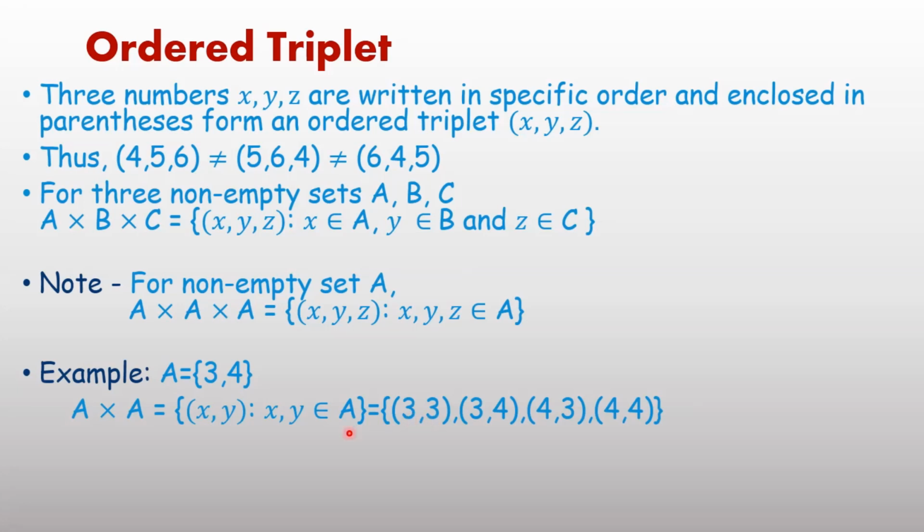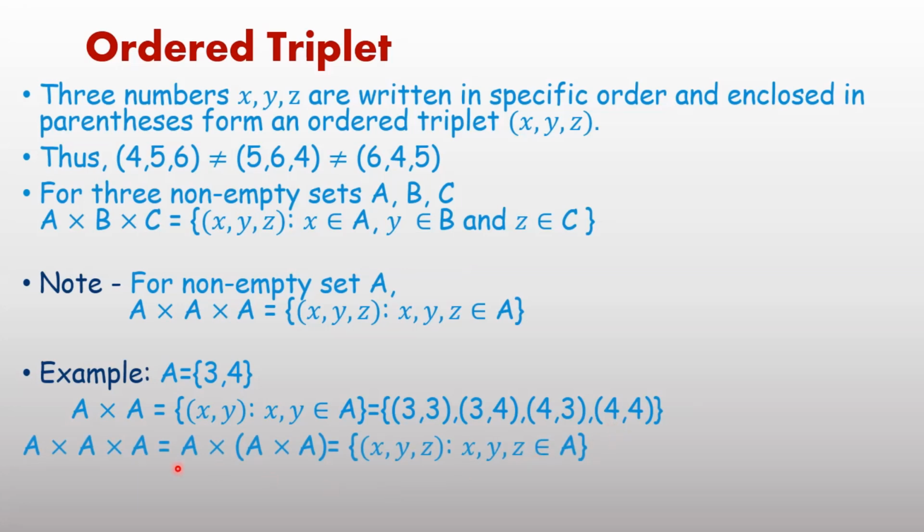You can't say 3 is the element of A cross A. Element of A cross A is an ordered pair, means (3, 3). (3, 4) is the second element, this ordered pair of A cross A. (4, 3) is the third element of A cross A, and (4, 4) is the fourth element of A cross A.